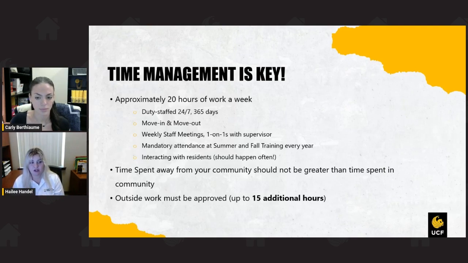Time spent away from your community should not be greater than time spent within your community. The whole purpose of your job is to build your community and connect your residents together and to the UCF community as a whole. And then outside work must be approved by your supervisor before taking on that additional obligation, and it can only be up to 15 additional hours. It cannot be any more than 15 additional hours, to ensure both that we're complying with UCF HR regulations if you have the position on campus, and also that you're providing enough time to serve in your community and serve as a resource to residents who may need it.